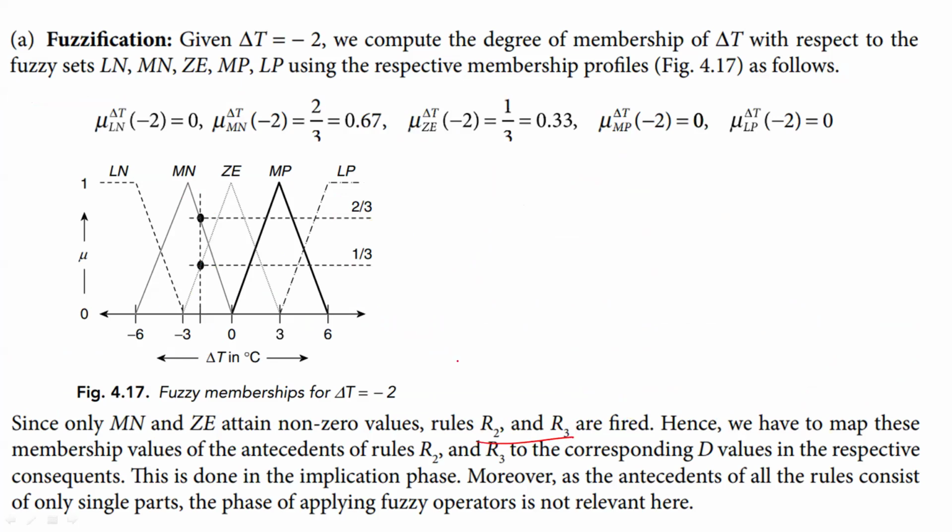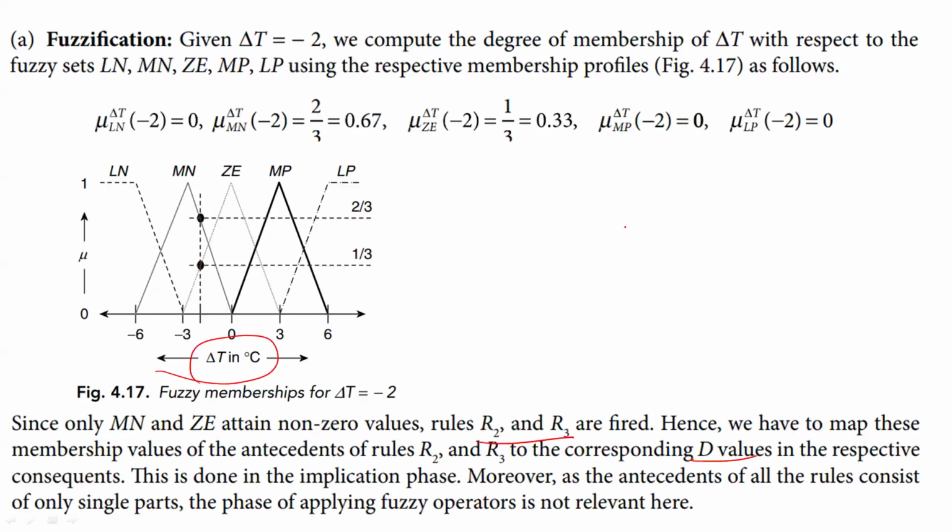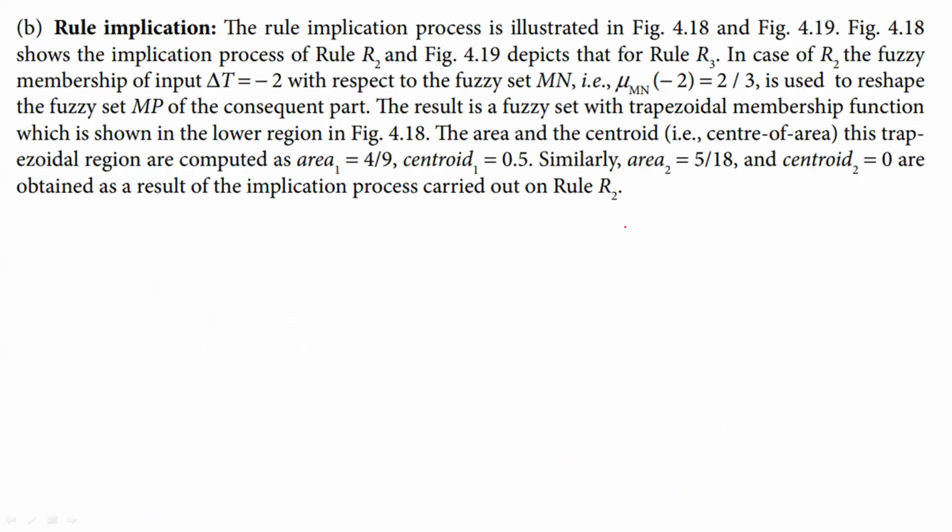Now we have to map these membership values onto the corresponding D values. We did not map it to the D value; this was a delta T. Now the same thing has to be mapped to the D value. What is the D value? The D value is basically the consequent. This is the antecedent part and this is the consequent part. So we need to map these things onto the consequent part also, and that is known as the implication phase. Here we usually apply the min operator. We'll see what is to be done.